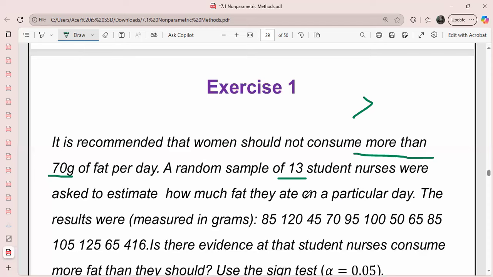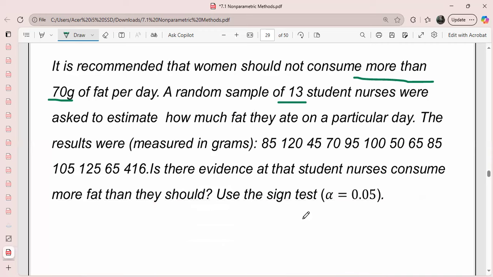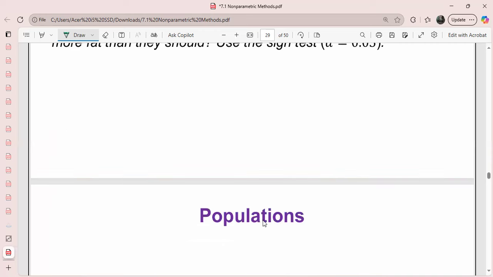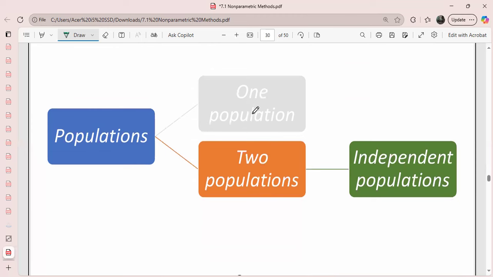Also, to check the value of B, you check the values that are greater than the population median and see how many values there are. Then you get the value of B. After that, you go to the table and get the N minus B and also the alpha. You just compare. If it is at most the critical value, you reject. But if it's greater than, then you fail to reject the null hypothesis. That one was for one population.